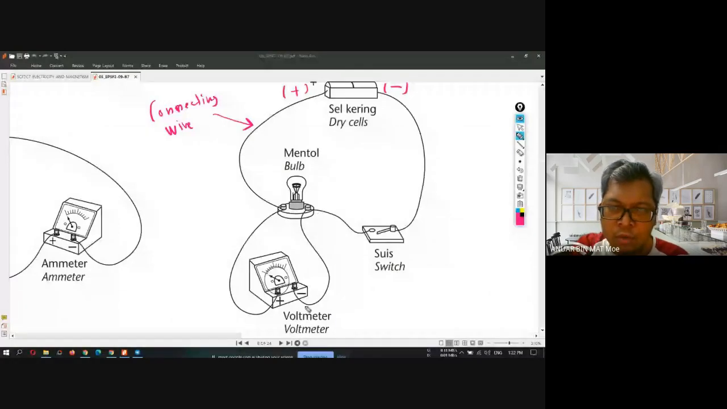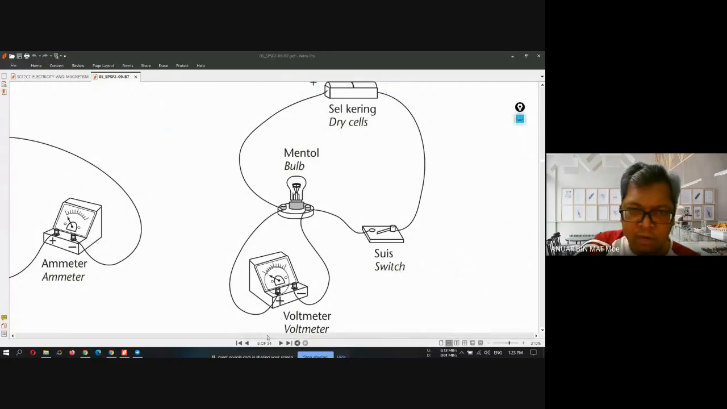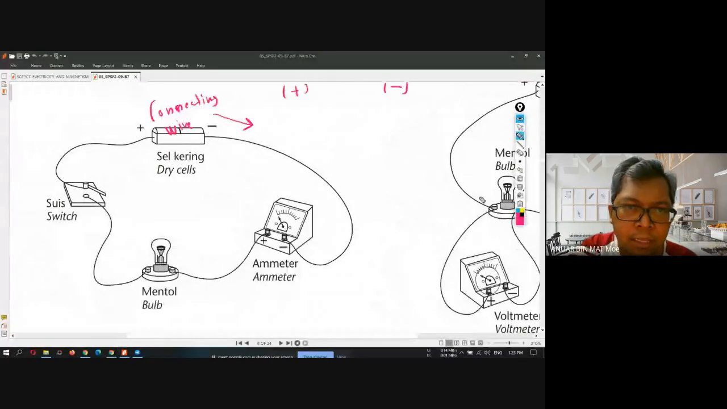Okay, you cannot set up the circuit like the ammeter. Ammeter is different. Ammeter is just a single loop only. Can you see the difference? Yeah? Ammeter only a single loop. I hope you can see the difference. Ammeter is just a single loop over here, just a single loop.